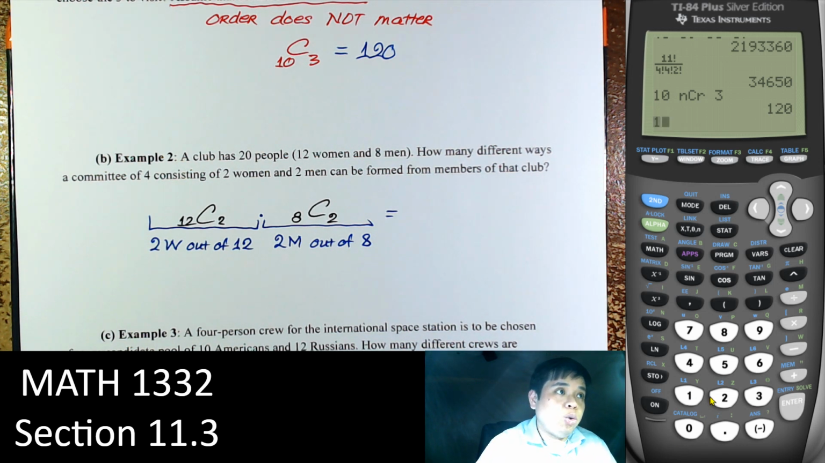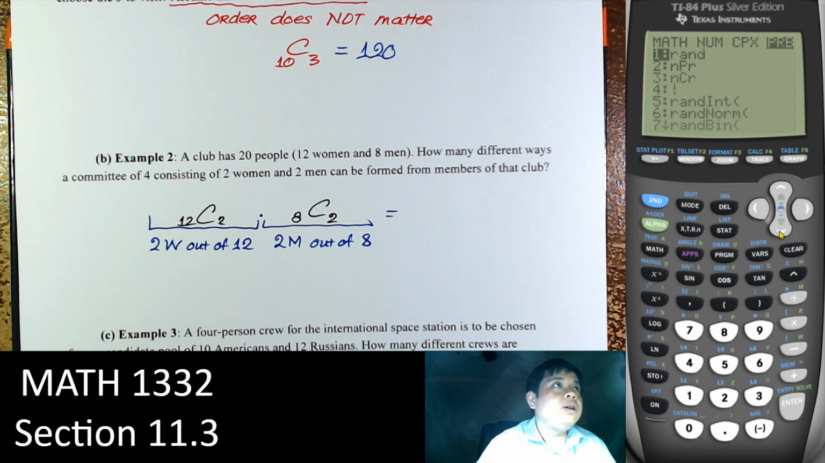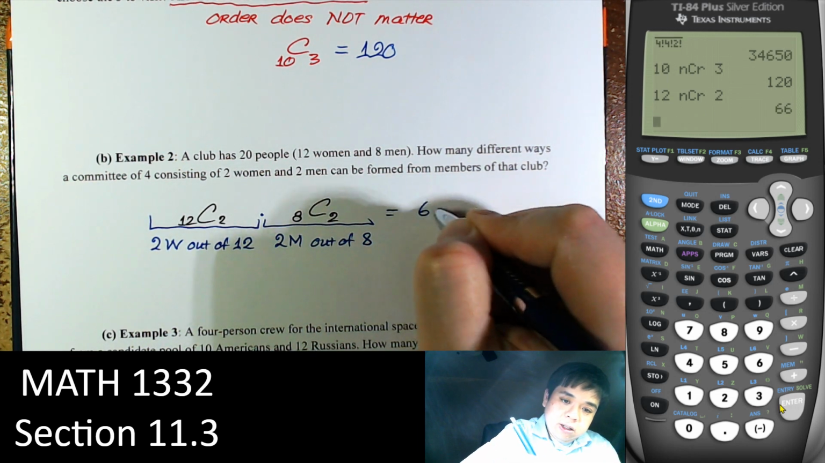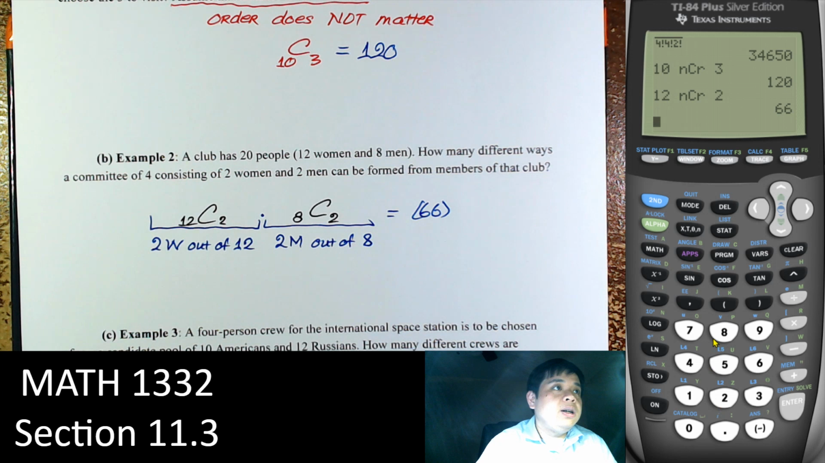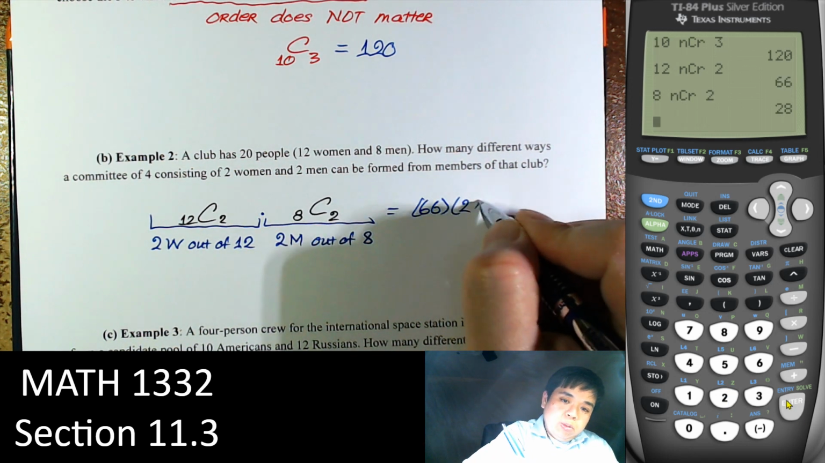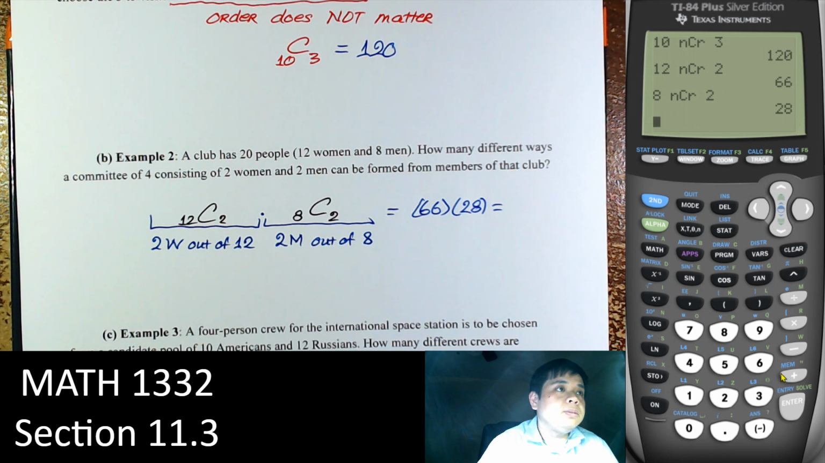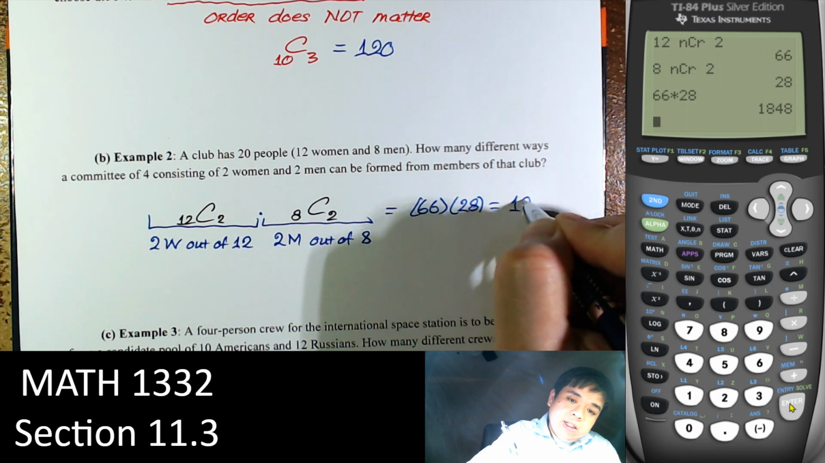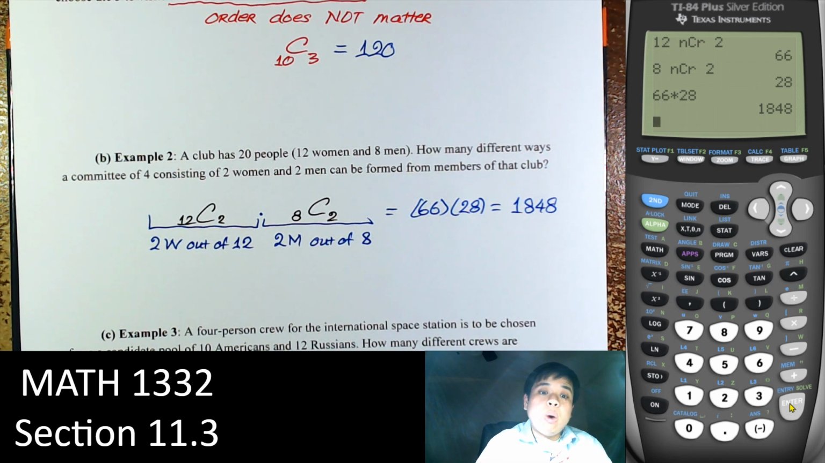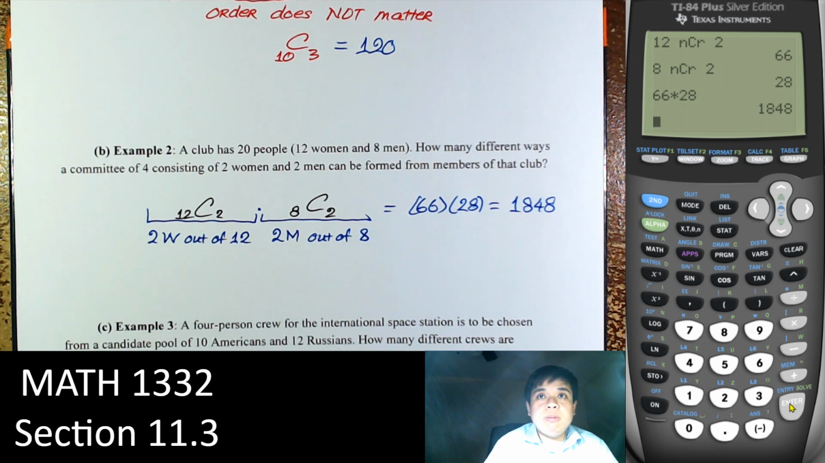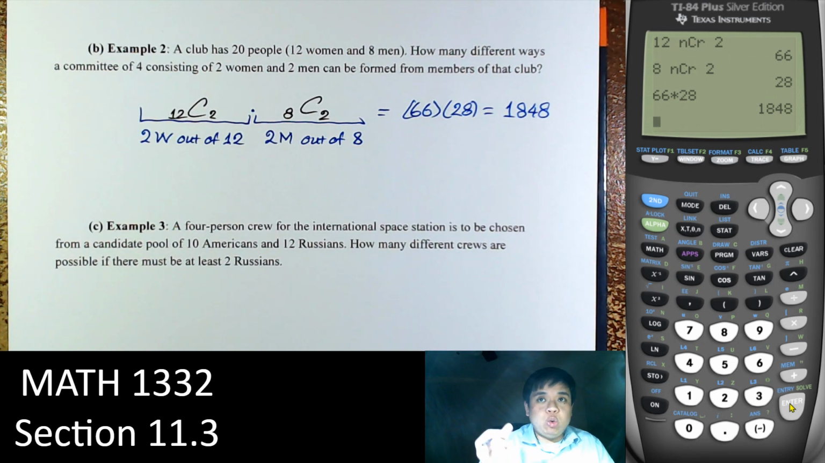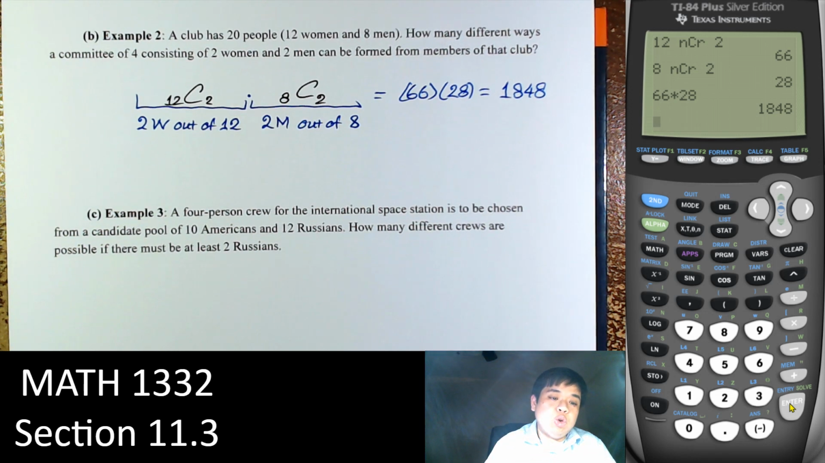Right. So combination of 2 out of 12, that's 66. And combination of 2 out of 8 is 28. So you multiply them. That's 1848. Right. So that's how many different ways a committee can be formed using 2 women out of 12 and 2 men out of 8.